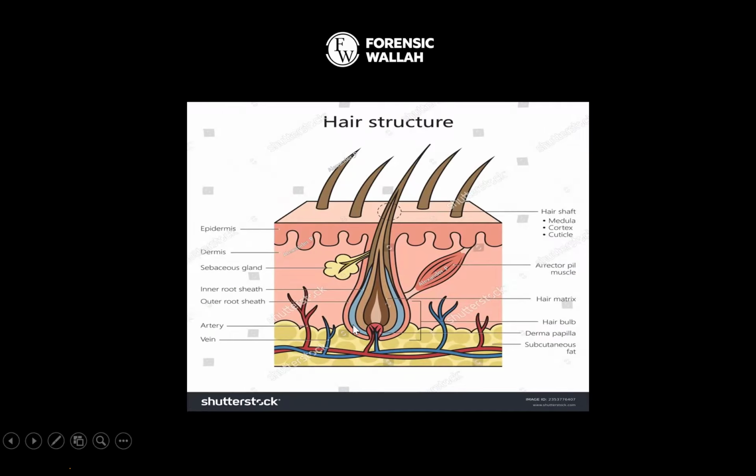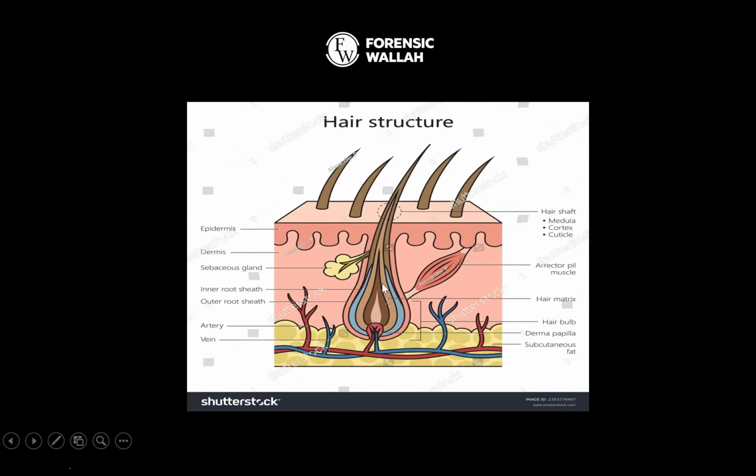Here you have subcutaneous fat, and then arteries and veins which supply the blood. Then you have your hair bulb and your hair shaft, and you can see the hair matrix. Here you have your sebaceous gland, which produces oil for the growth and nourishment of your hair. Then the outermost layer is the epidermis, then the dermis layer, and the root is covered by an outer root sheath and an inner root sheath.